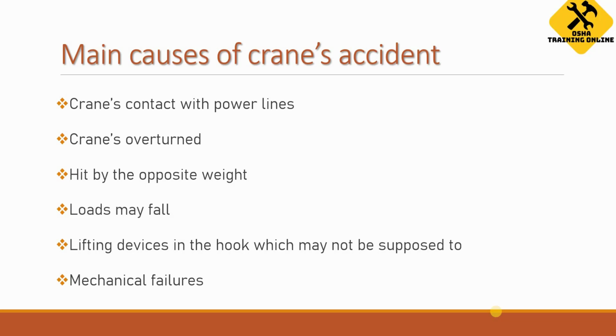As it is huge in size, it occupies a lot of space. Loads may fall from the crane. The load which it carries from one place to another may fall from its arm and lifting devices, or from the hook, where it may not be supposed to be carried. There are some scenarios in which some devices or, in some cases, mains are lifted with the hook of the arm, which is not a proper procedure and is not allowed. So it may also result in an accident.